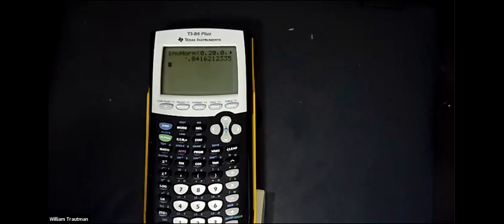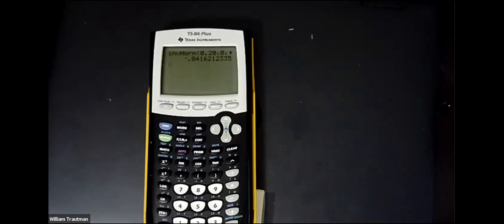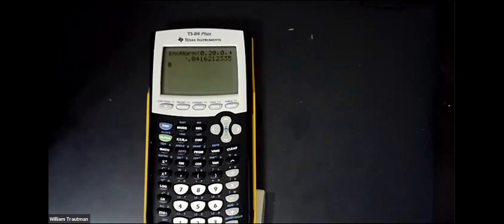So let's do that on our calculator to find that z value. We're going to go to second vars number 3, and type in 0.20. When I hit enter, enter, enter, and enter, it tells me the z value, negative 0.84. Z values go to 2 decimal places. Negative 0.84.